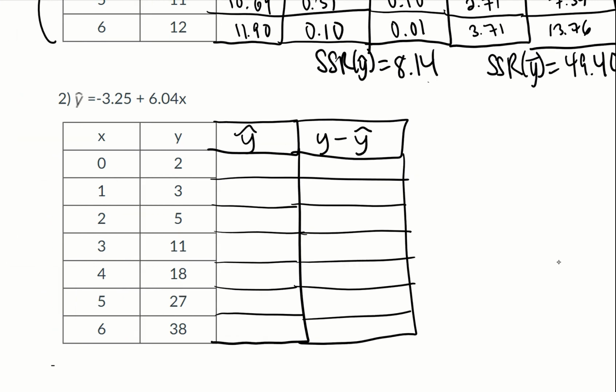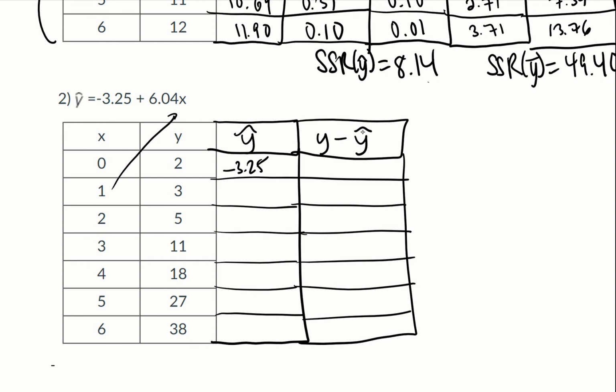Right, so we're going to plug in 0 into our model. And in doing so, we get negative 3.25. Next, we plug in 1 into our model. And so we get 6.04 minus 3.25 and so on. I'll go ahead and fill in these values in a little bit.